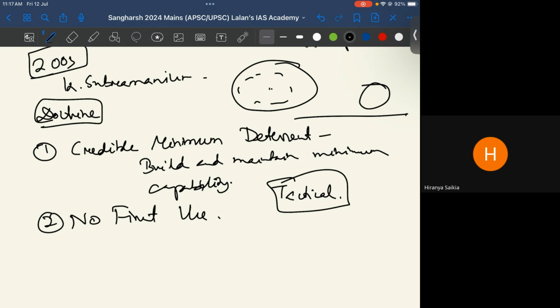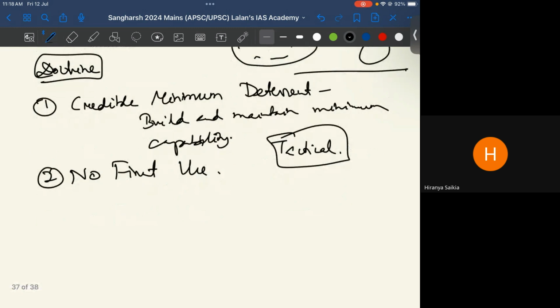Pakistan always threatened that they have first use, that if we enter they would hit us with nuclear weapons. But they did not use it at Balakot. So there is a practical utility of credible deterrence and no first use. These are the first two principles of India's nuclear doctrine. First, we will build and maintain only a credible minimum deterrent, a minimum capability of nuclear weapons that acts as a deterrence. Second is no first use. We will not use it in the first instance. Have you understood?